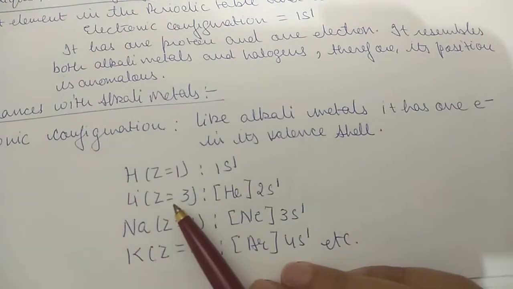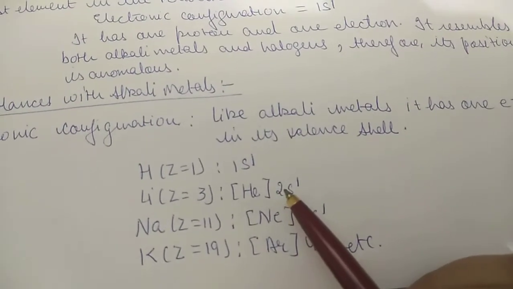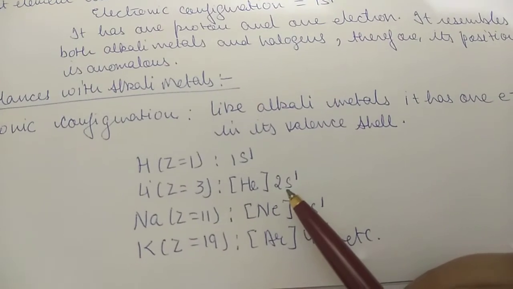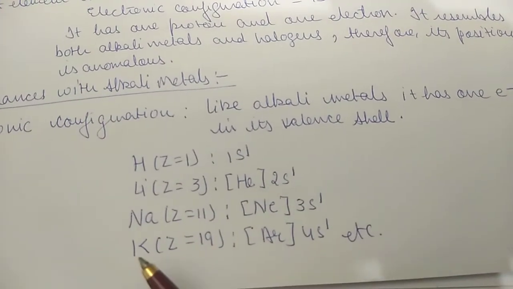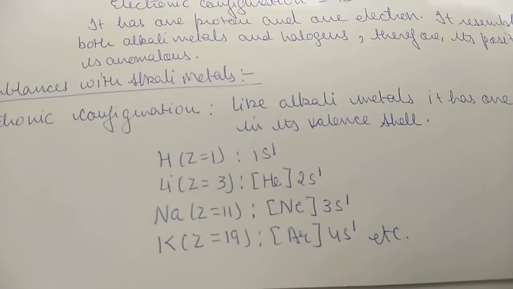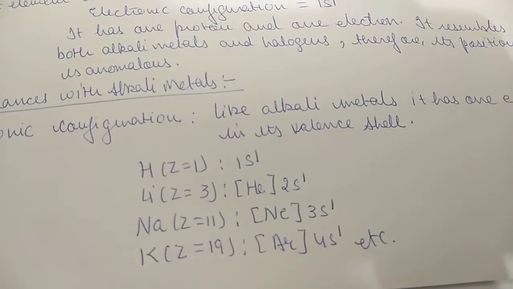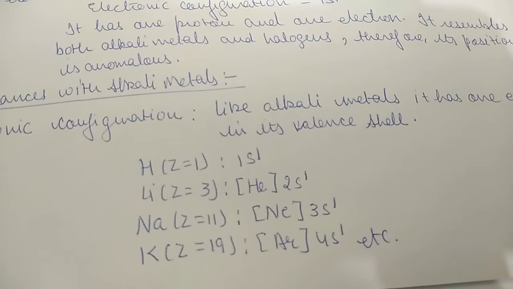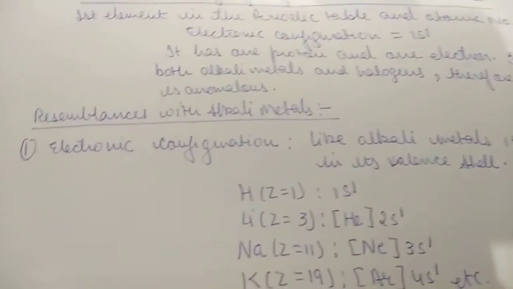1s1. Write the electronic configuration of any alkali metal, they all have 1 electron in their valence shell, like lithium, sodium, potassium, rubidium, cesium, each and every one. So that is why, due to the presence of 1 electron in the valence shell, it resembles alkali metals in many of their properties.